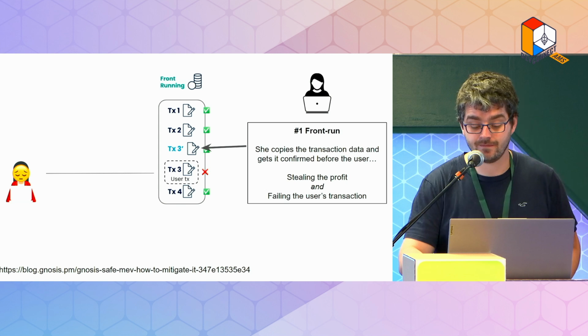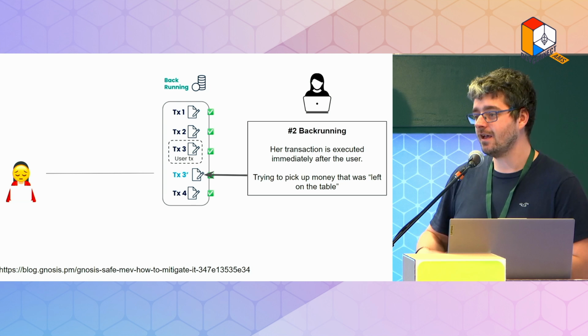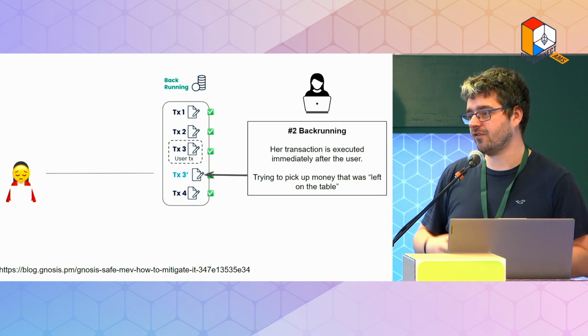The second approach is back running. Let's say you want to buy a Lambo, so you need to trade your ETH into some USDC, and you trade like $1 million. And then you move the exchange rate. Someone could send a transaction, get an arbitrage opportunity, and obviously profit from your transaction that way as well.